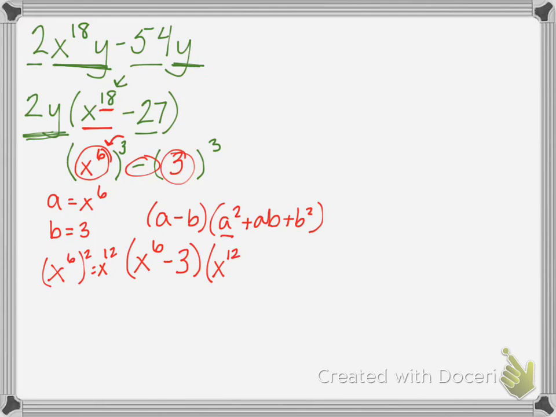So that's what I've got there. Plus a times b. Well, what's x to the 6th times 3? That would be 3x to the 6th. Plus b squared, well, 3 squared is 9.